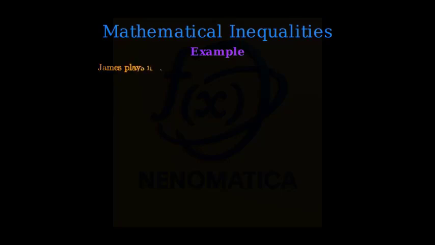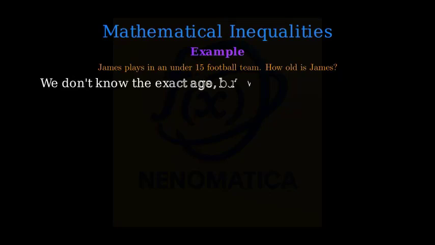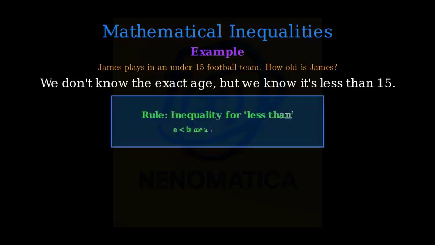James plays in an under-15 football team. We need to determine how to represent James's age mathematically. We don't know James's exact age, but we do know that he plays in an under-15 team. This means his age must be less than 15. If we denote James's age as age, then we can write this inequality as age is less than 15.